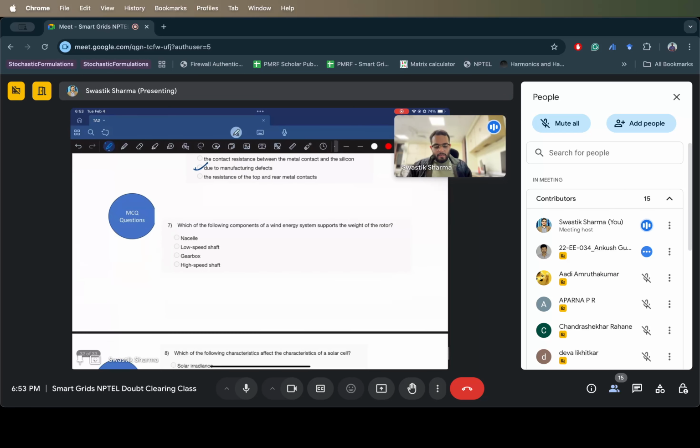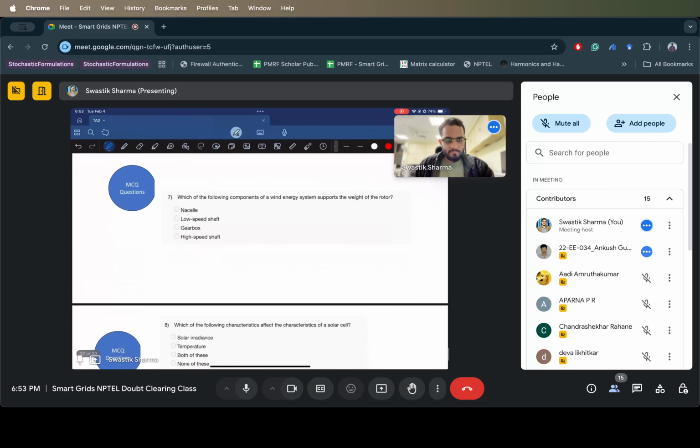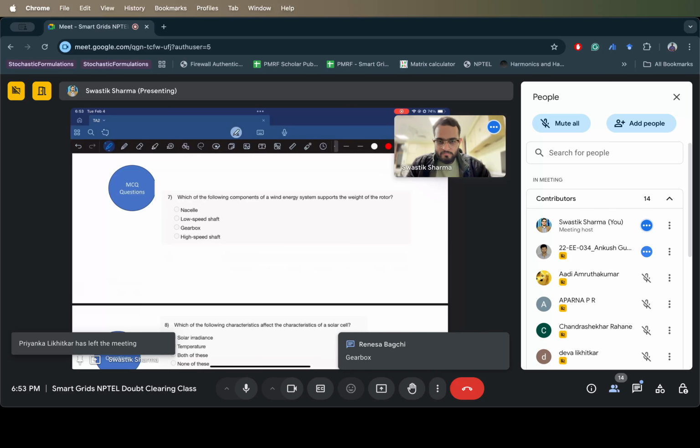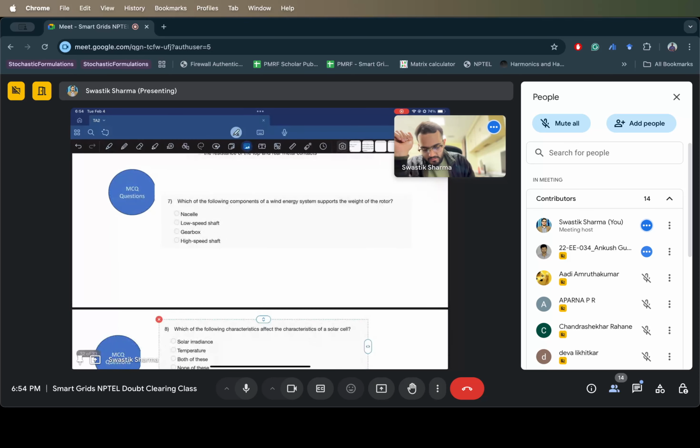Next, which of the following components of a wind energy system supports the weight of the rotor? We discussed this as well. Come on, who can answer? First, nacelle? No. Gearbox? No.